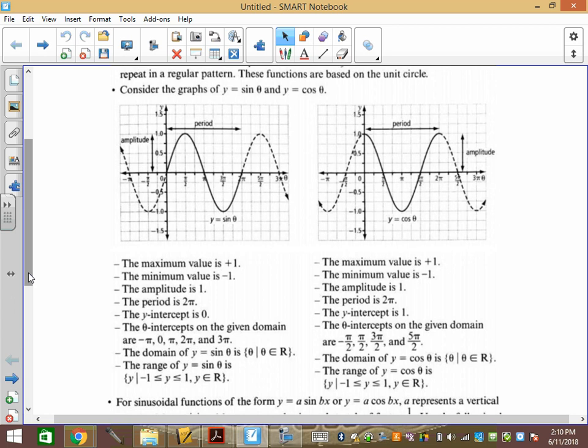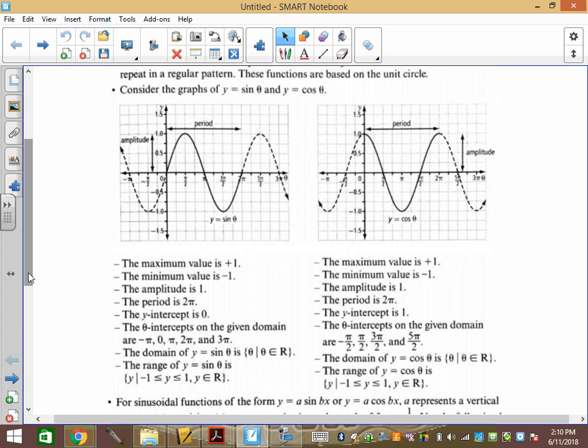The theta intercepts in the given domain are -pi, 0, pi, 2 pi, 3 pi. And for cos, they're -pi over 2, pi over 2, 3 pi over 2, 5 pi over 2, which makes sense because on the unit circle, cos has x-intercepts at -pi over 2, pi over 2, 3 pi over 2, or 5 pi over 2. The domain is theta ∈ R. The range is from -1 to 1.